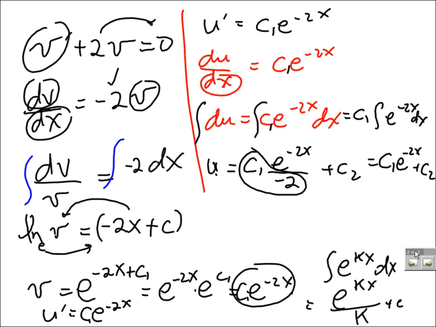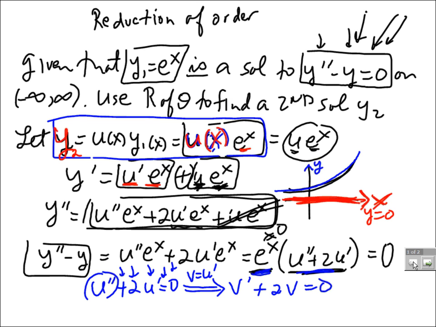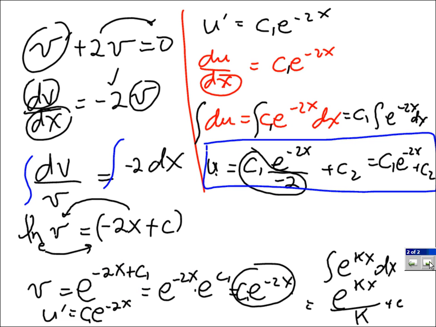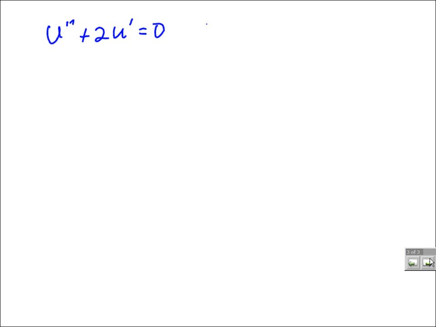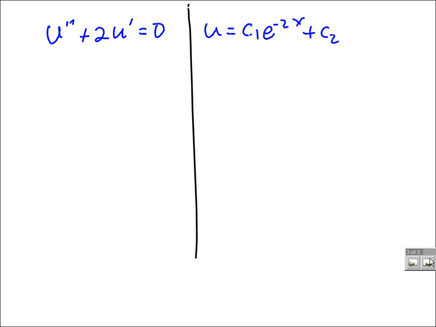Now, I claim that this is the u value. Now, this u value was supposed to satisfy this equation. Let's check it. u double prime plus 2u prime equals 0. And we claim that u was c1 e to the negative 2x plus another constant. Okay, so let's calculate the two derivatives and move on.